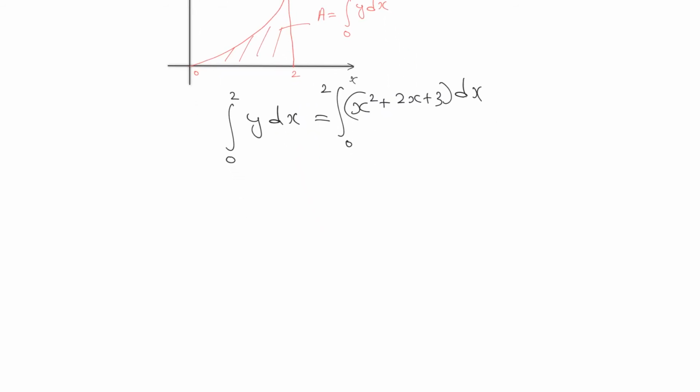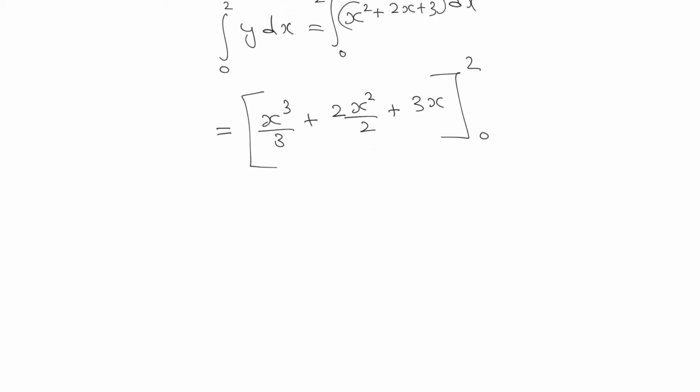So you can write integration of x square is nothing but x cube divided by 3, plus integration of 2x, 2 is a constant, integration of x is x square divided by 2, plus integration of 3 is 3x, and the limit is changing from 0 to 2. So this is equal to x cube divided by 3 plus, we can cancel this, x square plus 3x, and the limit is changing from 0 to 2.